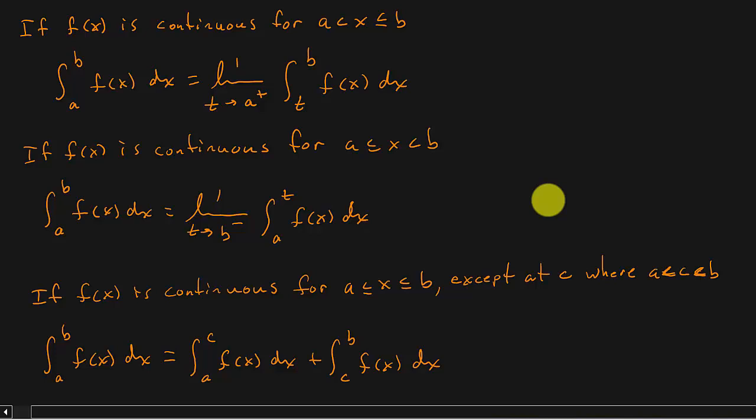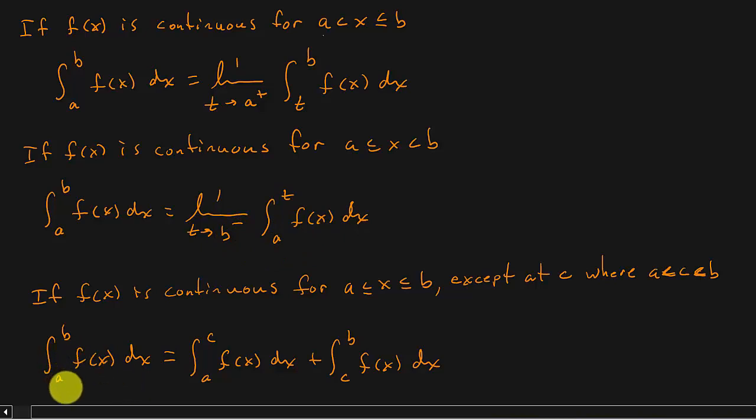If f of x is continuous for x between a and b, but notice it's not continuous at a, then the integral a to b of f of x dx is equal to the limit as t approaches a from the right of the integral t to b of f of x dx. And if it's discontinuous at b, then it's the limit as t goes to b from the left of the integral a to t of f of x dx.